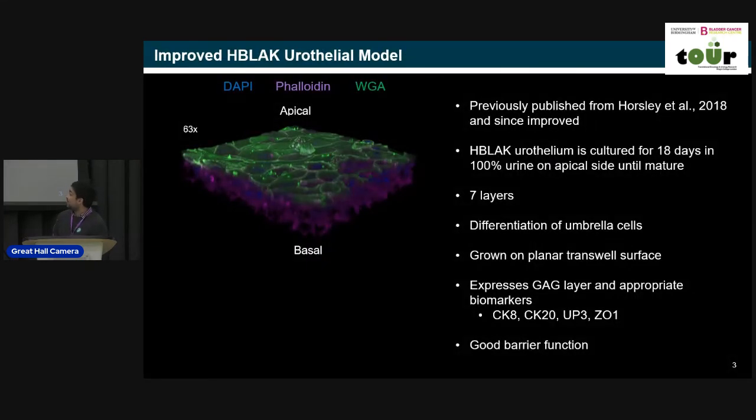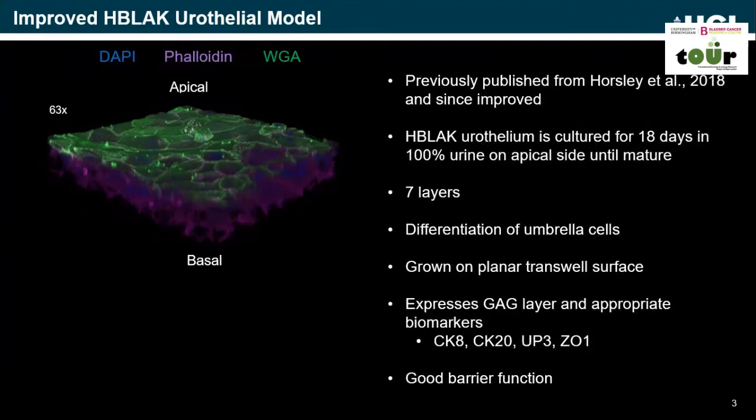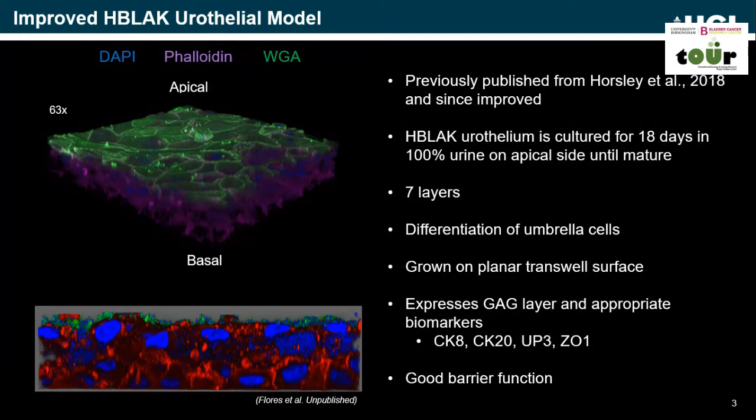So I just want to introduce you to the H-Black urothelial model. It was previously published by Horsley et al. in 2018 and has since been improved. The H-Black urothelium is cultured for 18 days in 100% urine on the apical side until mature. It has 7 layers of cells and also differentiation of umbrella cells. It's grown on a planar transwell surface and also expresses the GAG layer and appropriate biomarkers CK8, CK20, UP3, and ZO1. It also has good barrier function. Our lab group are also using this organoid model in research with UTIs.